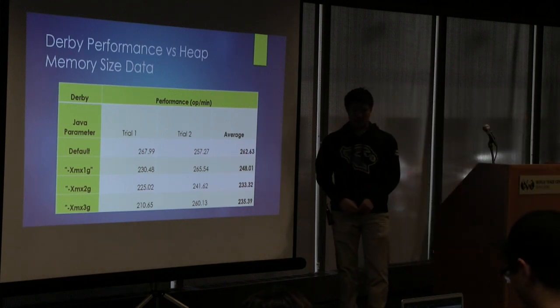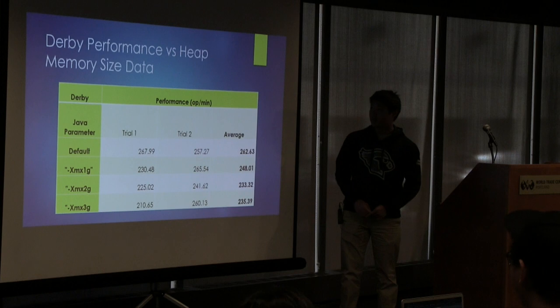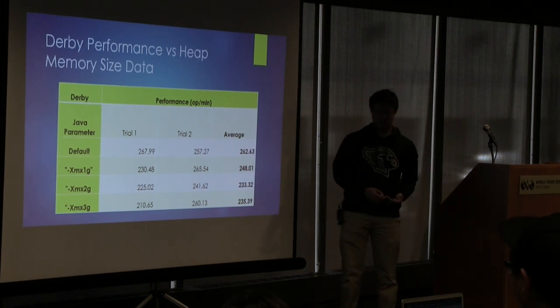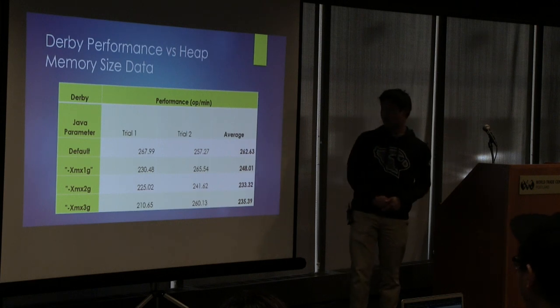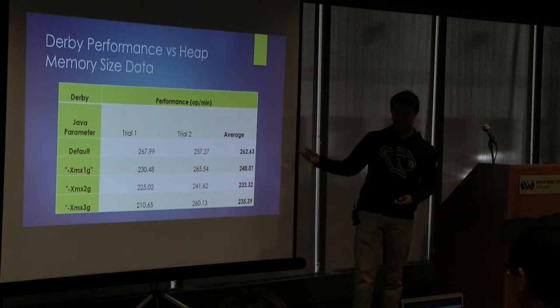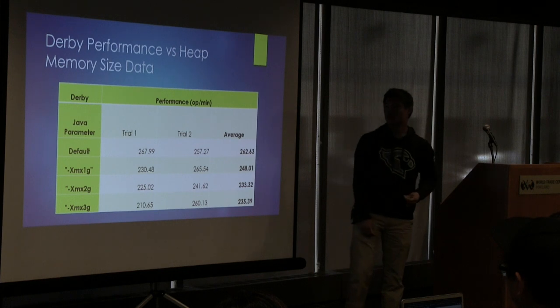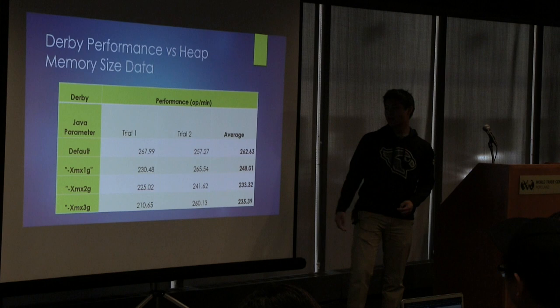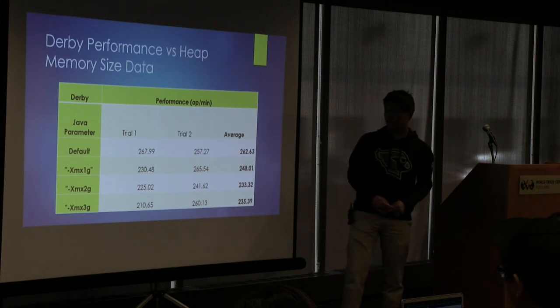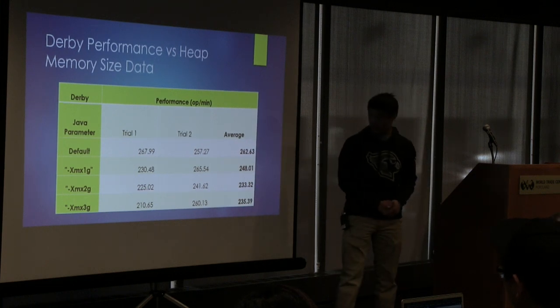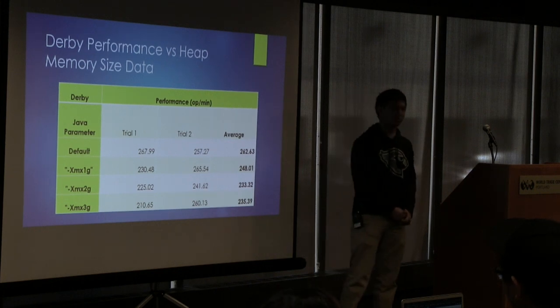So next, after the serial benchmark, I tested for the Derby performance versus the heap memory size. And once again, it's a little hard to draw a conclusion. However, it does seem like there is a little bit of a decline from 262 to 248 to the 230 region. I also used the same parameters of 1G, 2G, and 3G. However, there's still a lot of variability, especially in the last adjustment of the parameter, -Xmx3G, where the minimum is 210 and the maximum is 260.